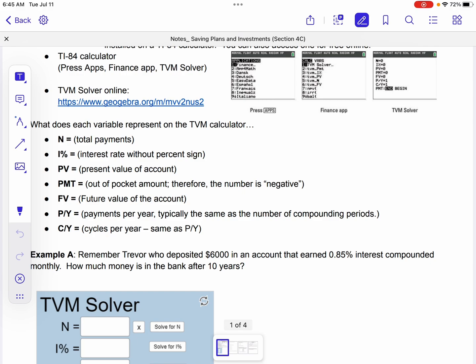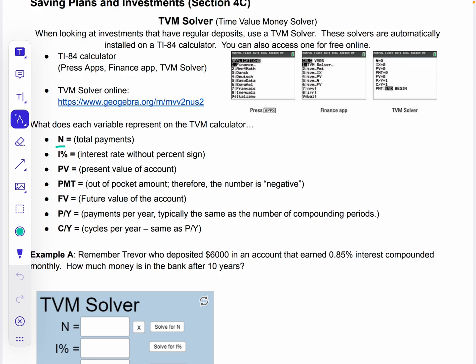All right, so the very first thing in your calculator is going to be N, and N is your number of payments. Keep in mind, this is actually found by taking the time of your investment and multiplying it by your number of compounding periods, or number of payments per year. So it's like, how often are you earning money? How often are you putting things in the account to give you that total number?